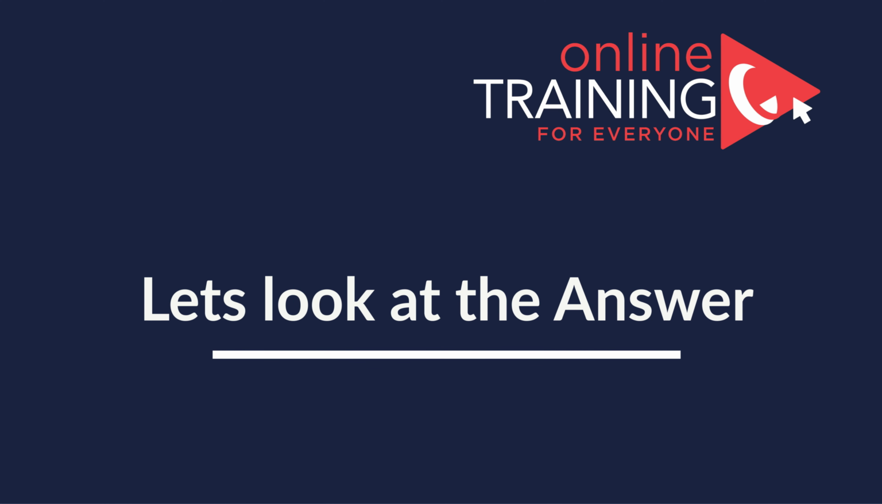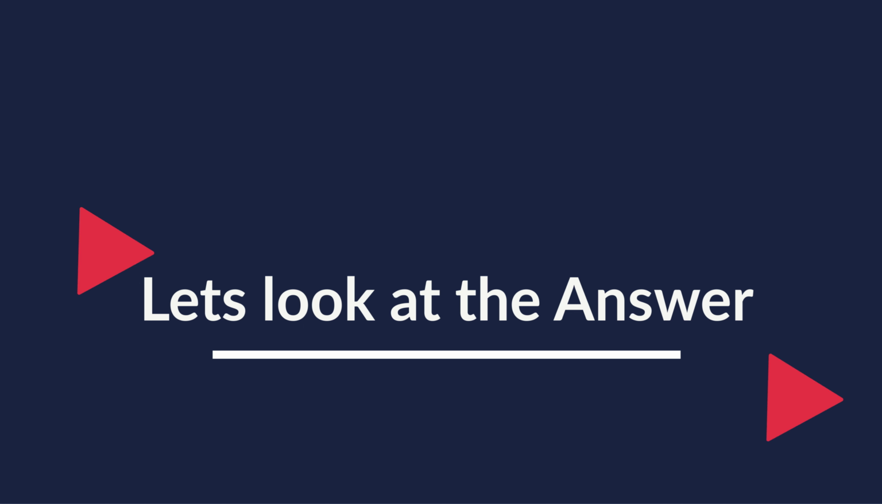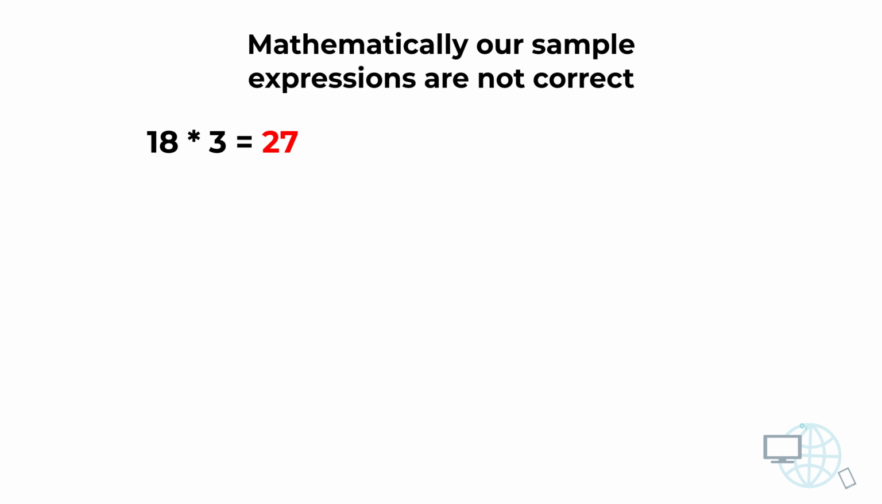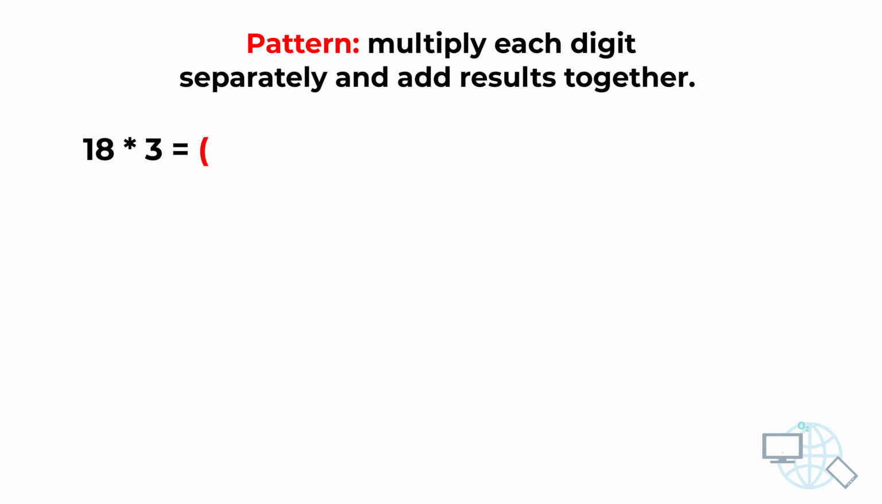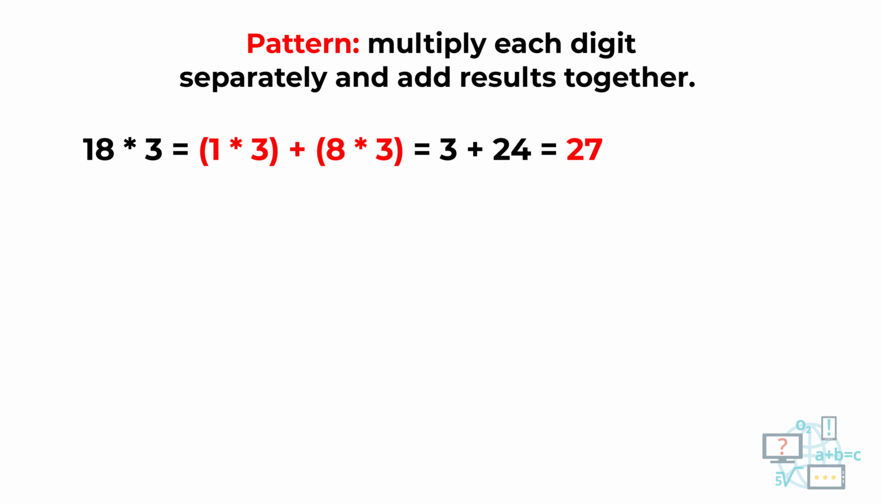Even though mathematically our sample expressions are not correct, for example 18 by 3 is not equal to 27, if you multiply each digit separately and add the results together, you will get the result you need. For example, 18 by 3 should be processed as (1 multiplied by 3) plus (8 multiplied by 3), which would be equal to 3 plus 24, which would be equal to 27.